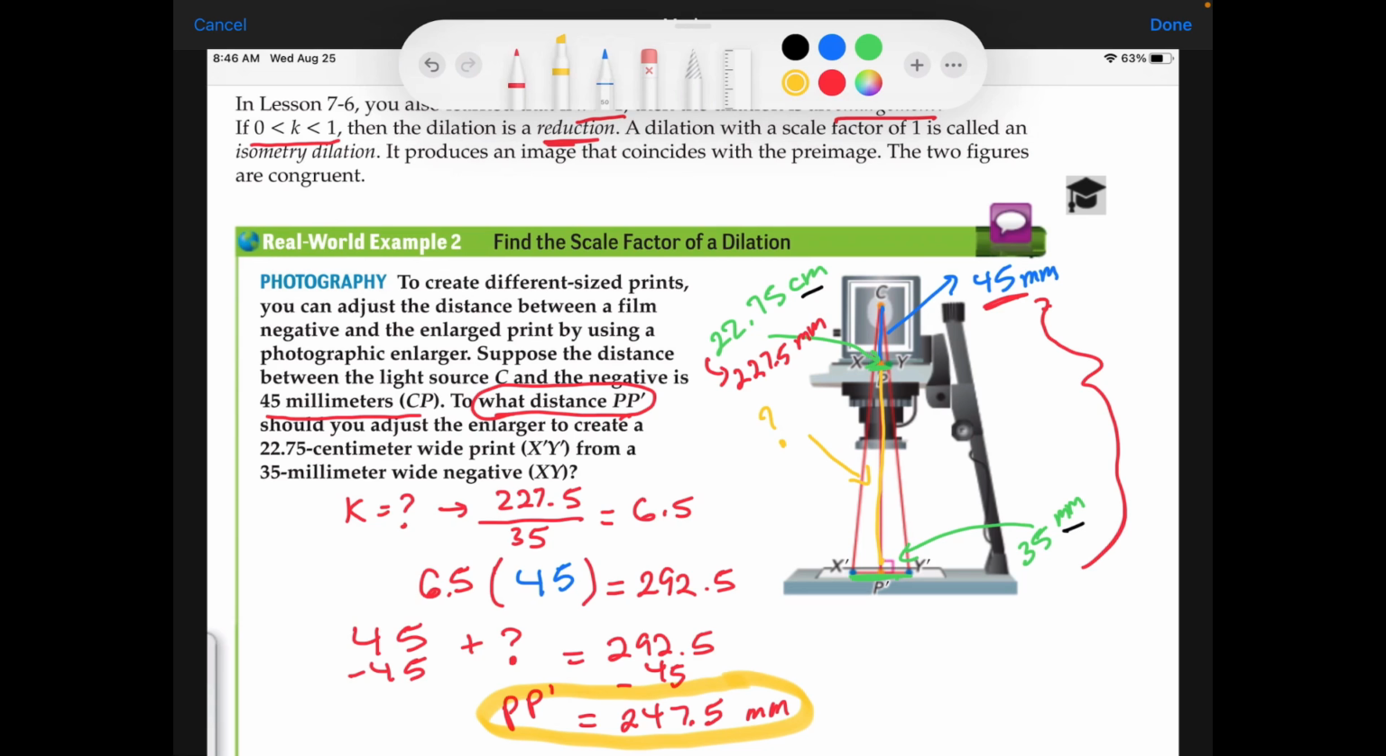This is how far P to P prime has to be so that our picture is enlarged 6.5 times bigger than what it originally was. So I hope you can see how practical this topic is, and I hope this helps.